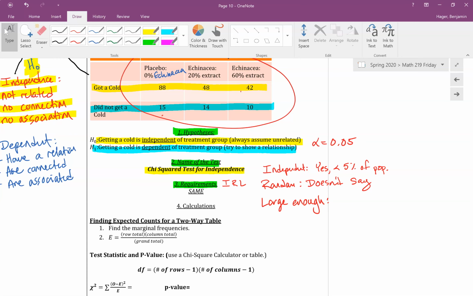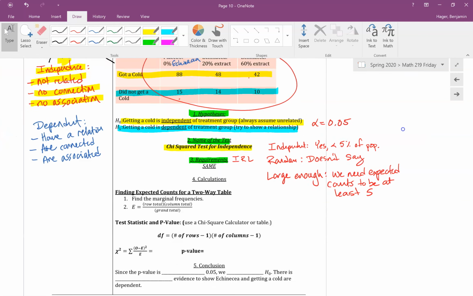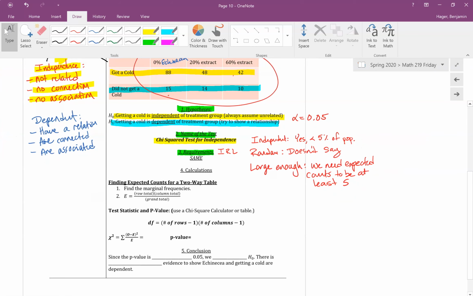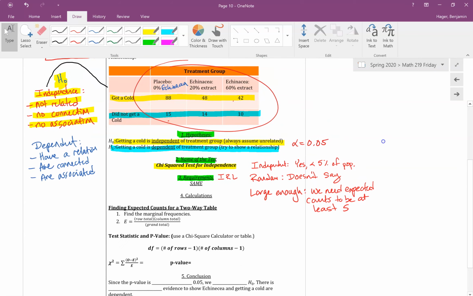So we need to figure out the number of expected frequency values. Now, how the heck do you do that? That's new. So let me just write that down right here. So we need expected counts to be at least 5. In other words, I need to make sure that when I run this experiment, what I would expect to get is at least 5 in each category.